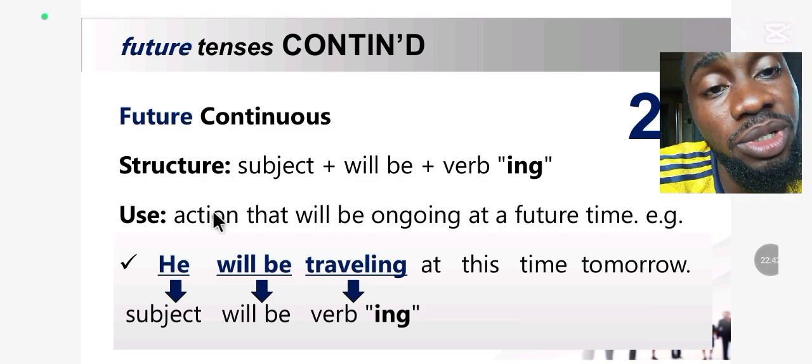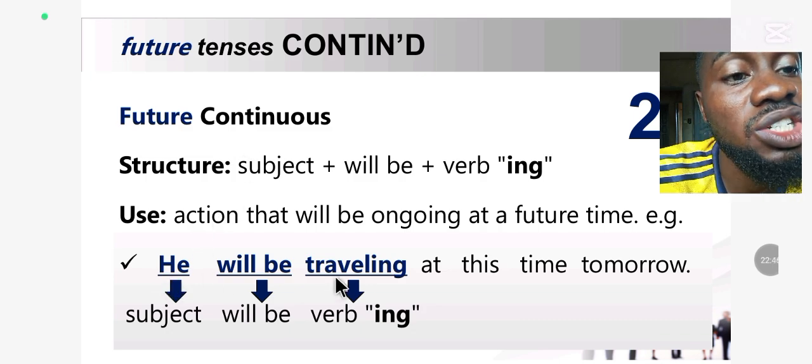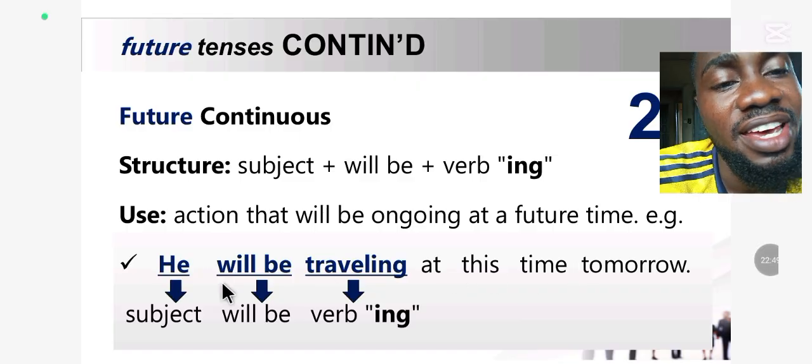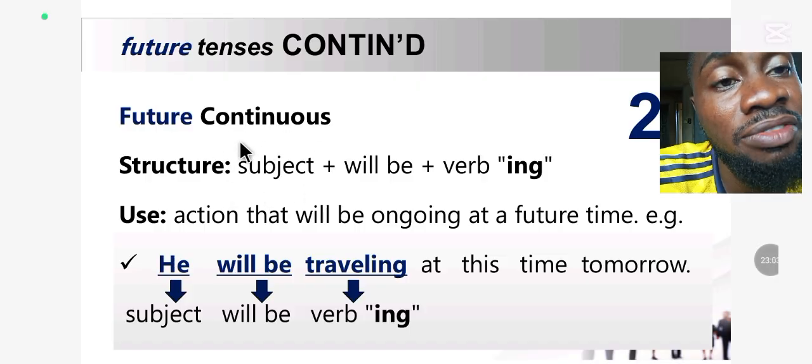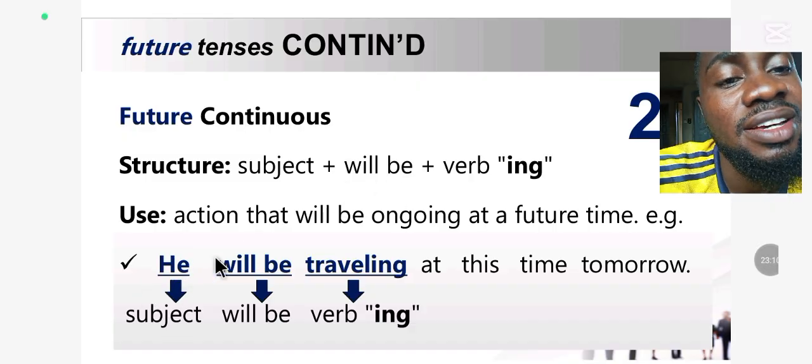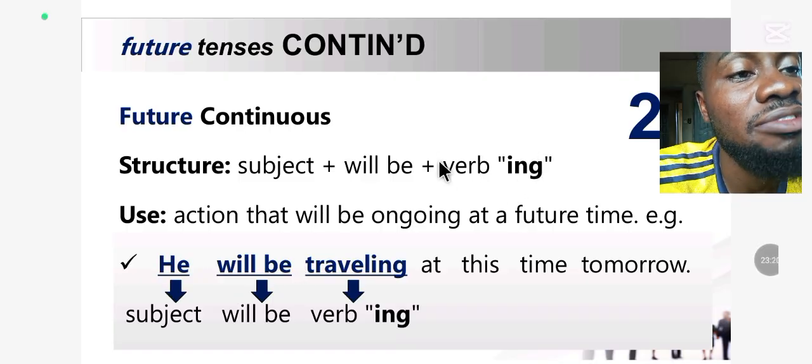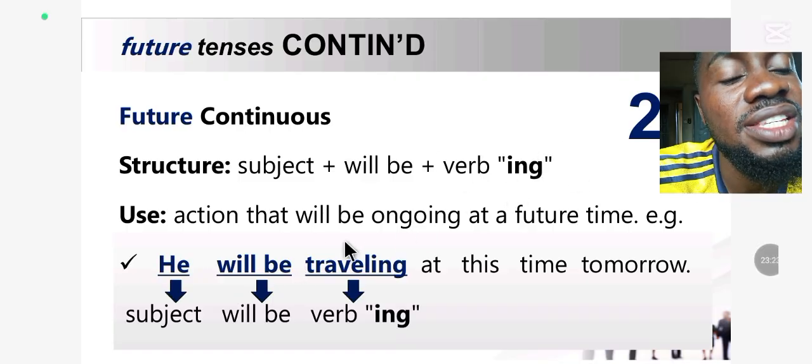Okay, let's look at the example here. He will be traveling at this time tomorrow. Let's look at whether this sentence meets the structural criteria of the future continuous tense. Does it have a subject? Yes, he is the subject. Does it have will be? Yes, it has will be. Does it have a verb ending in ing? Yes, traveling. This sentence is in the future continuous tense, and will be traveling is the future continuous tense.